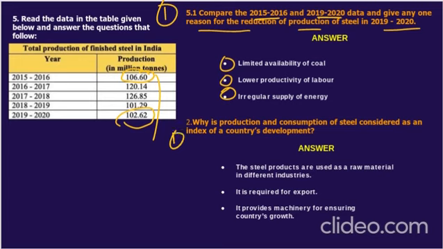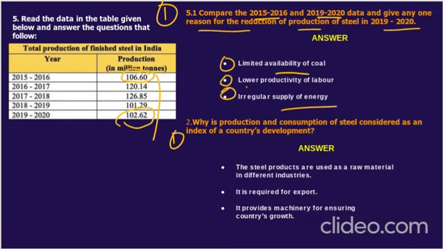So maybe it can be limited availability of coal. That time it was 2015-16, like the starting stages we can say. So that time coal availability was more, so that's why more steel was produced. And after that, lower productivity of labor. Maybe in 2019-20 labor facilities, manpower wasn't proper, or there could be irregular supply of energy as well. Energy wouldn't be provided easily for the entire process of steel making. So these can be the various reasons for the reduction.